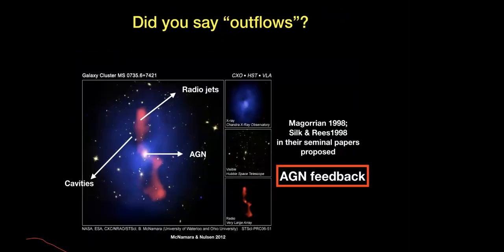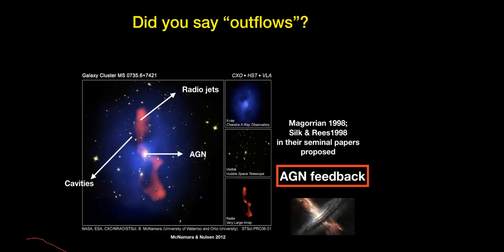Okay, so let us talk about outflows. Back in 1998, there were two seminal papers by Magorrian and Silk and Rees, and they proposed for the first time something called AGN feedback. We already know what an AGN is, so this looks something like that. What AGN feedback proposed is that the AGN jets or outflows push out the gas away from the center, and they can also inject energy into the surrounding gas and dust.